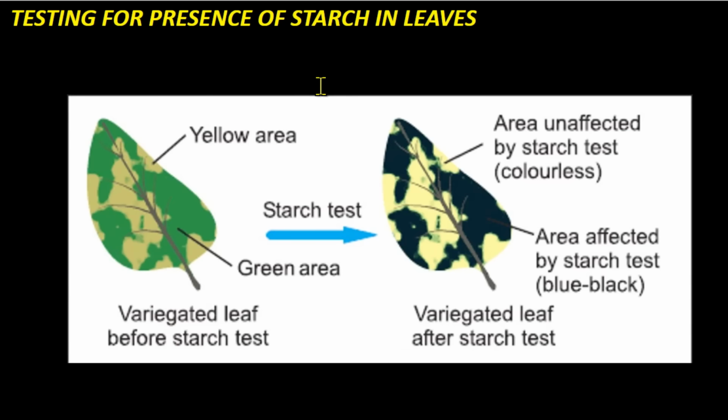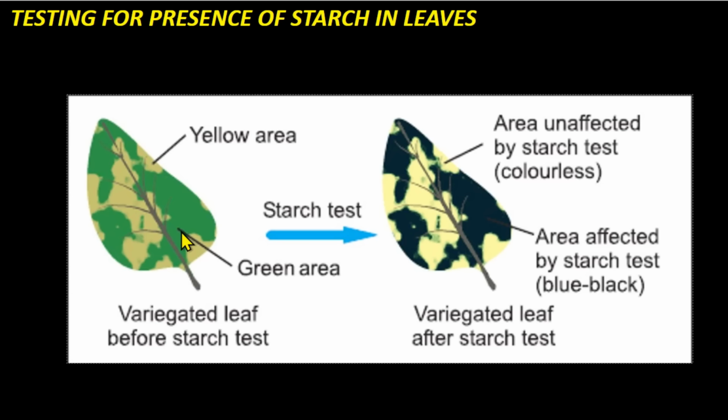You can easily test this using a variegated leaf, which is a leaf that contains chlorophyll in some parts and no chlorophyll in other parts. Of course, the green areas have chlorophyll, and these are the areas that are going to contain starch. These are the areas that are going to photosynthesize.